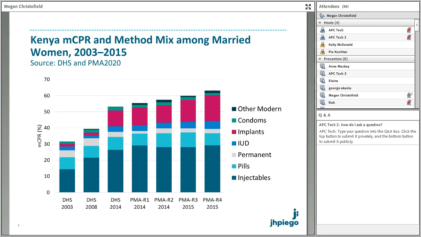On the x-axis across the bottom are the DHS and PMA surveys from which this data was pulled and the year they were conducted. So you can see over time how MCPR and implant method mix has shifted.